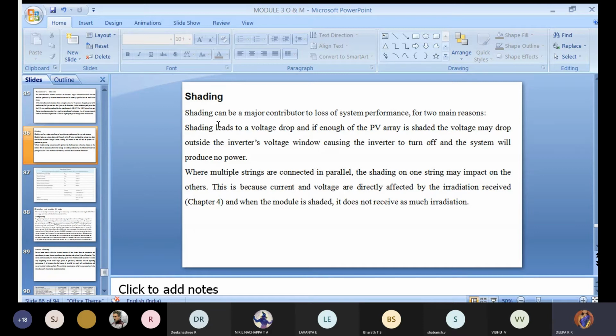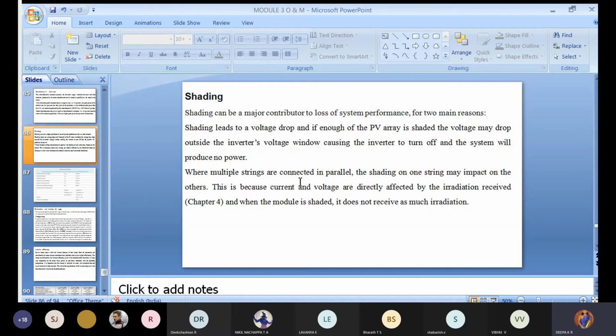So in that case, with shading, I don't know how far it is going to shade. It could be a full cell, a half cell, or a quarter cell. Depending upon that, there is a drop in voltage. And this drop can cause the output we are drawing from the PV panel to be less than the requirement of your inverter input. So that is one case where your inverter will not turn on and give the power output. So what we say is that the system will produce no power. No power means no conversion, nothing you're going to get.